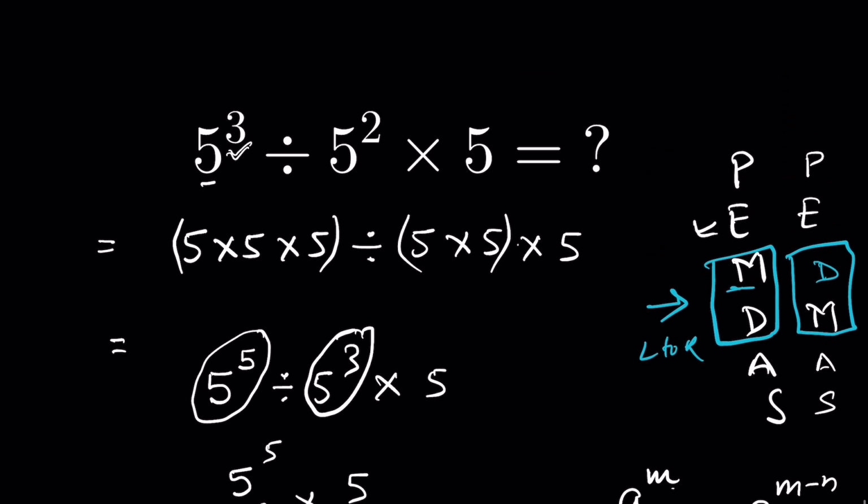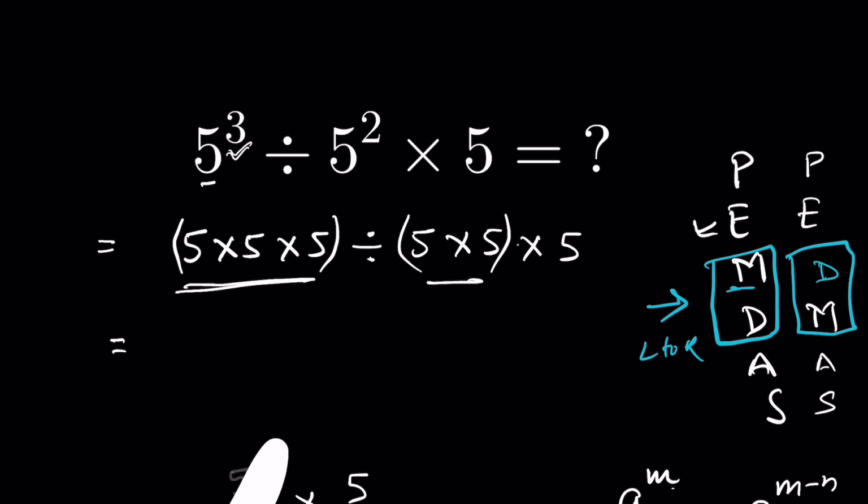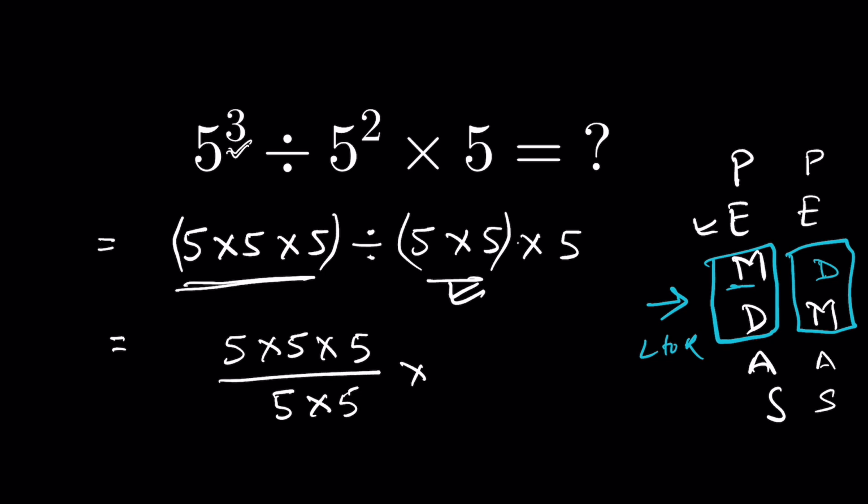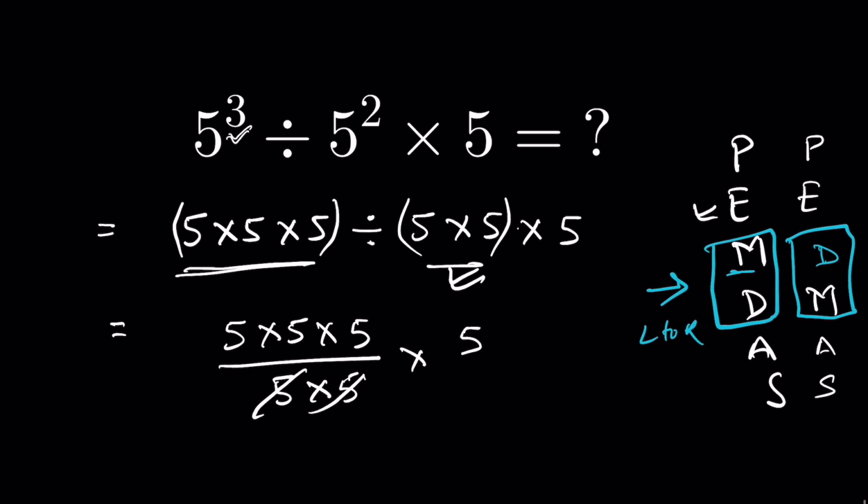But when you expand it, you will have to keep them in brackets, so as not to confuse them as separate actions, because they are exponents. We solve them together and then use the operations. So here also, when we group them together, it will be 5 times 5 times 5, divided by this entire 5 times 5, and then times 5. So you can cancel these two, and then 5 times 5 is 25. You will get the correct answer.